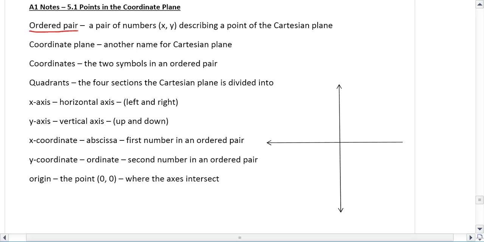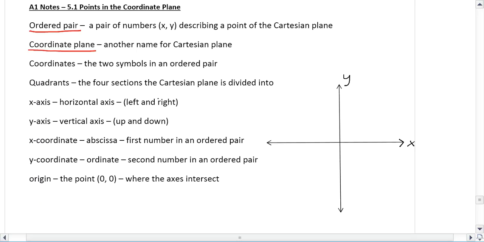First, we have an ordered pair: a pair of numbers x, y describing a point or location on the Cartesian plane. The Cartesian plane is just another name for the coordinate plane, meaning the x and y axis. This flat surface represented by the x and y axis goes on forever in all directions. An ordered pair represents a location on that plane.